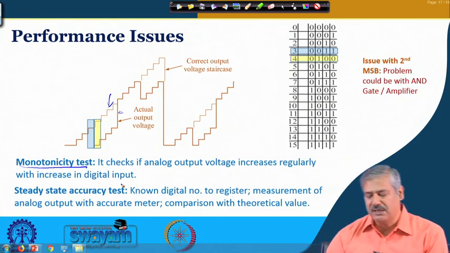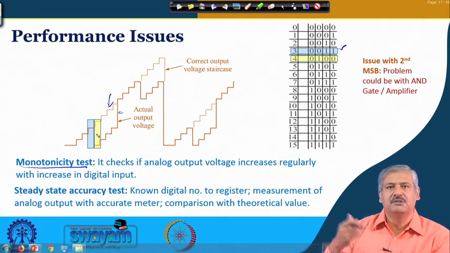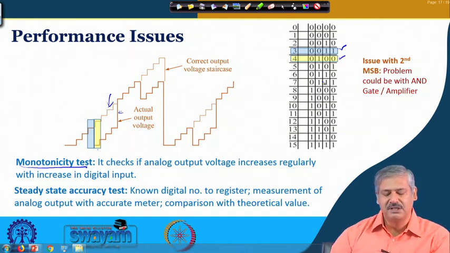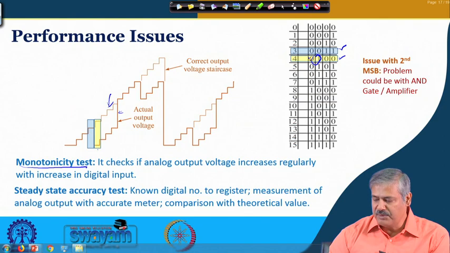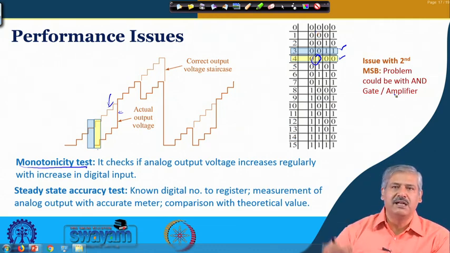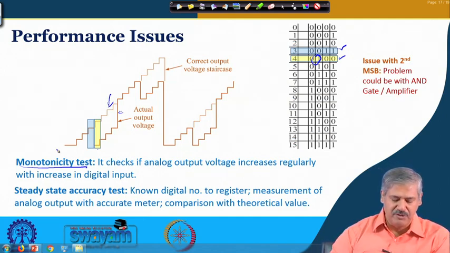So what kind of issue could there be? For this particular example, you can see the blue line. This is 0011. After that, it is increased by one value, so it should be 0100. Instead, what you see here is 0000. That means there is some issue with this particular bit. A similar thing you can observe over here also. So the second MSB has a problem. This is a 4-bit DAC with a second MSB problem, and it could be a problem with the AND gate or the gating of it, or at the amplifier, and accordingly you have to resolve it. So this comes from the monotonicity test.